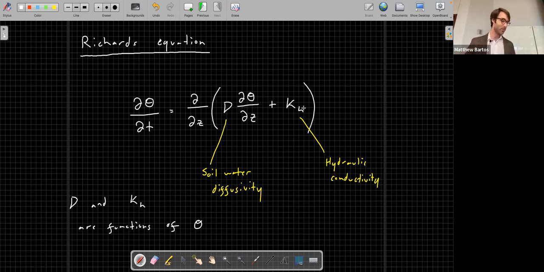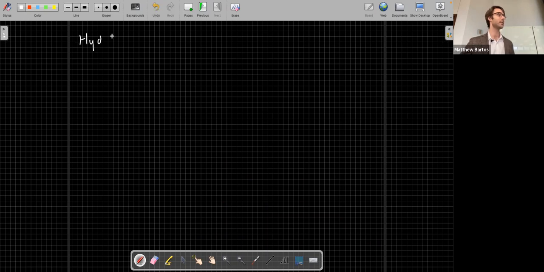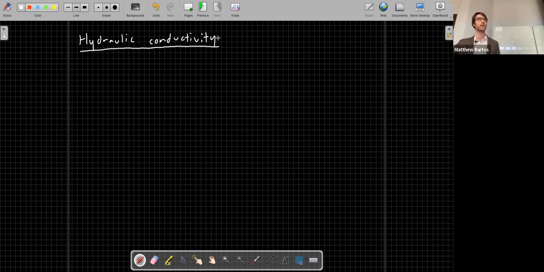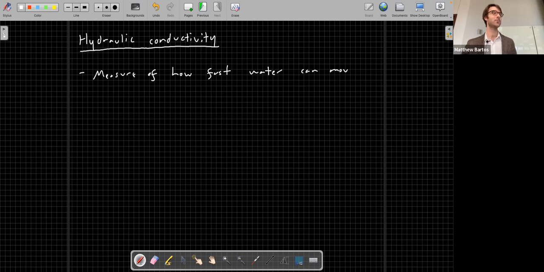Before that, I just wanted to make one more point about the hydraulic conductivity. So let's revisit hydraulic conductivity. Who remembers hydraulic conductivity from geotech or hydraulics? What does hydraulic conductivity tell us essentially? Yes, how fast water can move through the soil. Right. So it's a measure of how easy it is for the water to move through the soil, or how fast it'll move through the soil. I'll just say it's a measure of how fast water can move through the soil.